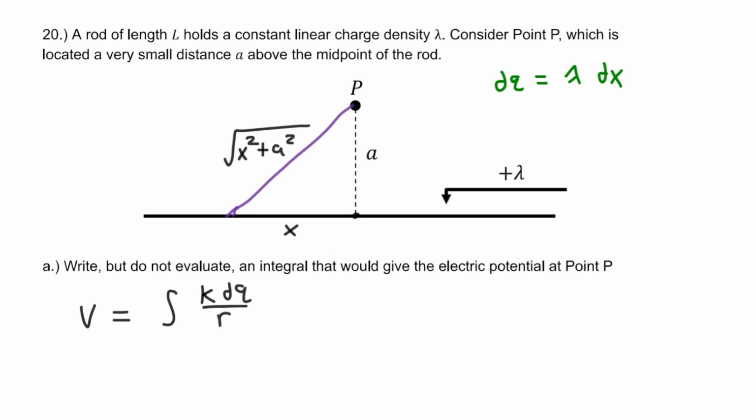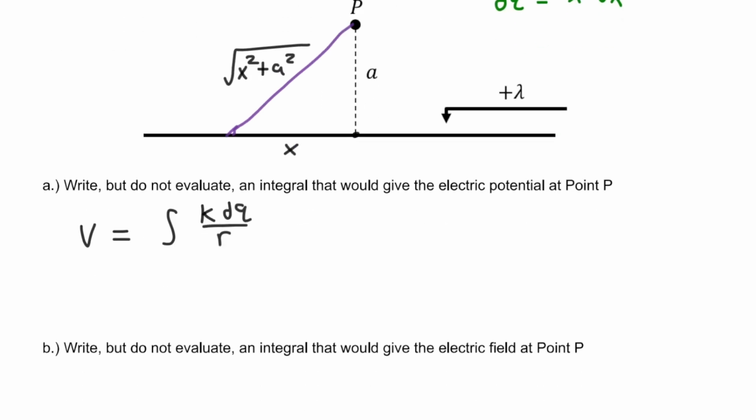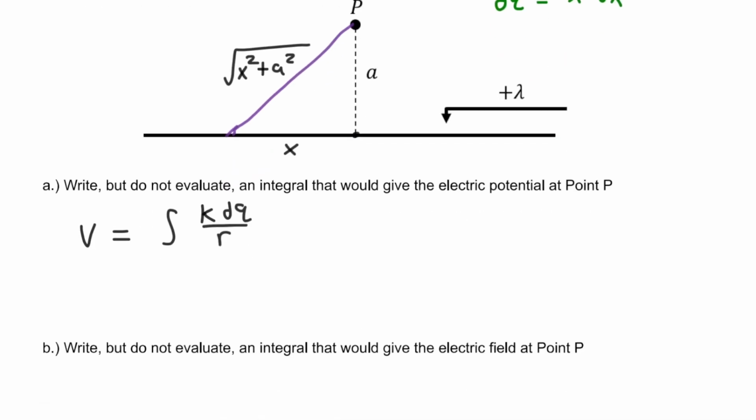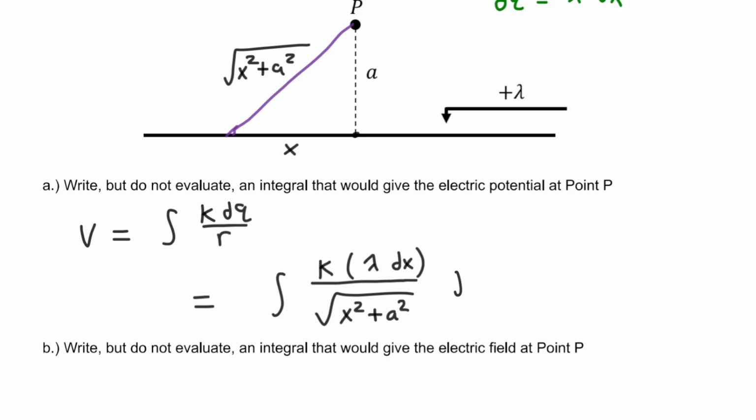So now we could just substitute in for our integral. And it says write, but do not evaluate, because these are not fun, nor will they be tested if we can actually do these antiderivatives. So we said that dq was lambda dx, and we said that our distance was square root of x squared plus a squared. And I do have my dx already. So we will put proper limits on it. I will factor out my k lambda, because those are both constant. And then we'll figure out our limits as I rewrite here.